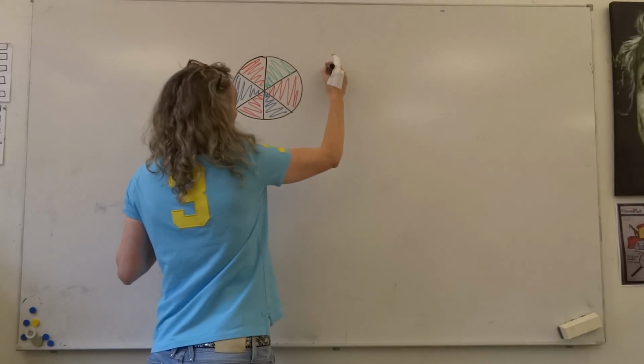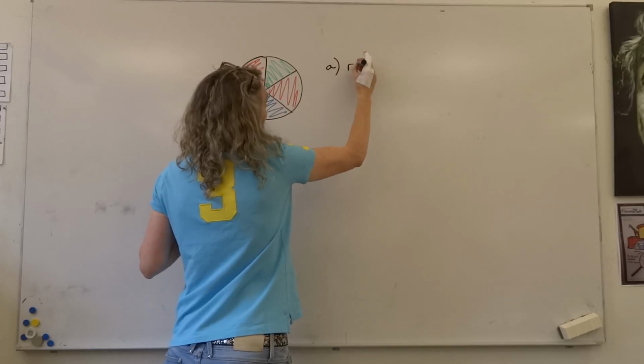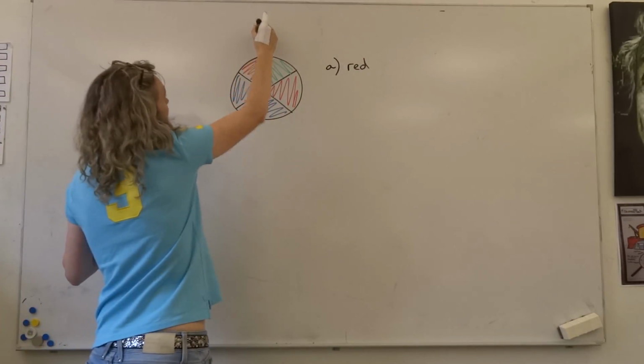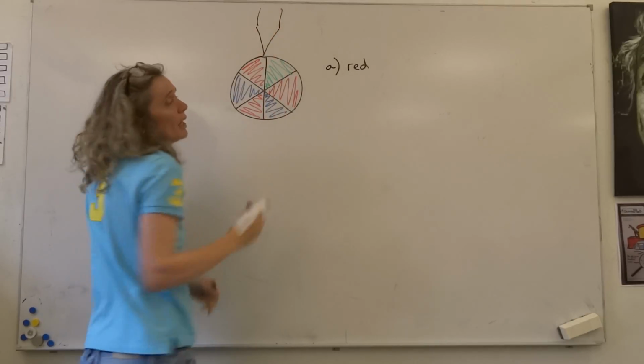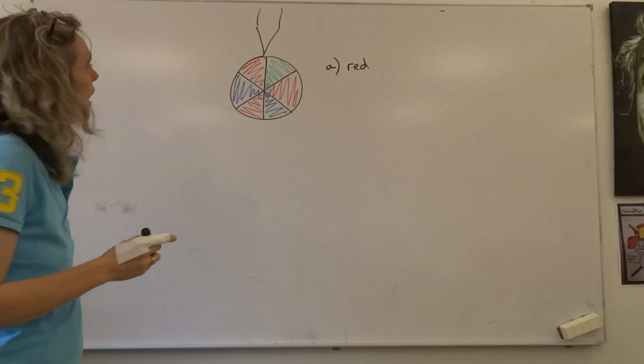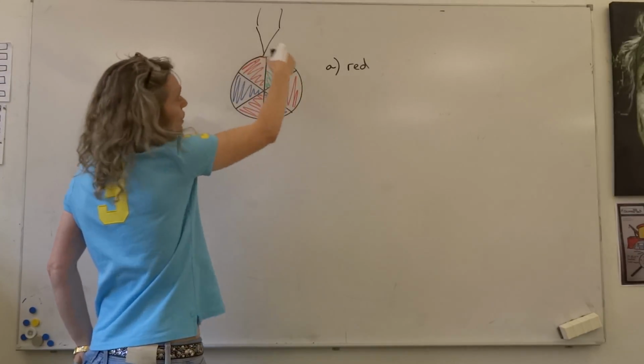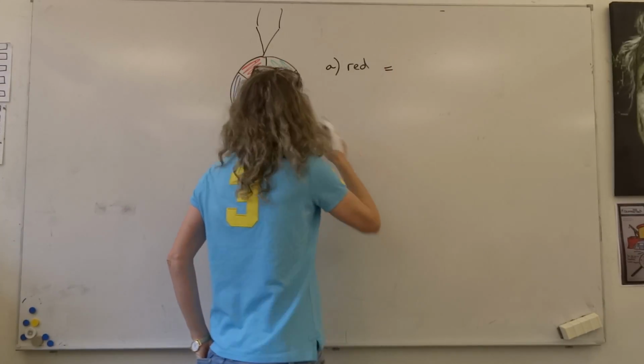Probability of getting a red. This is a spinning circle that you're spinning around, and you've got a different prize on each one. And the probability of you getting red, you have to look at the number of circles that you have in total, and that's 6.